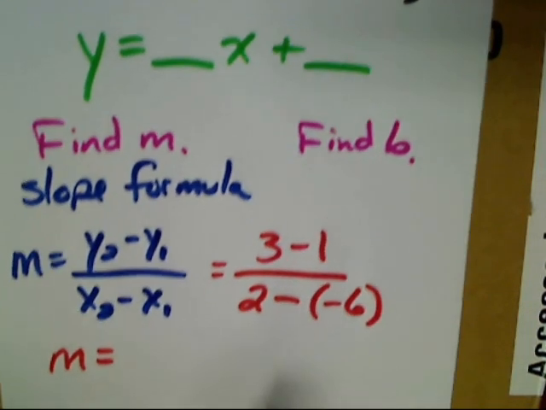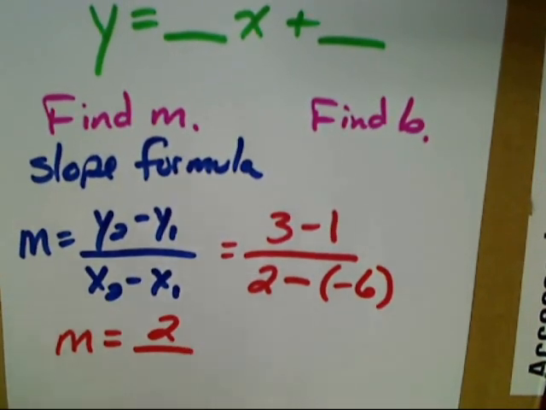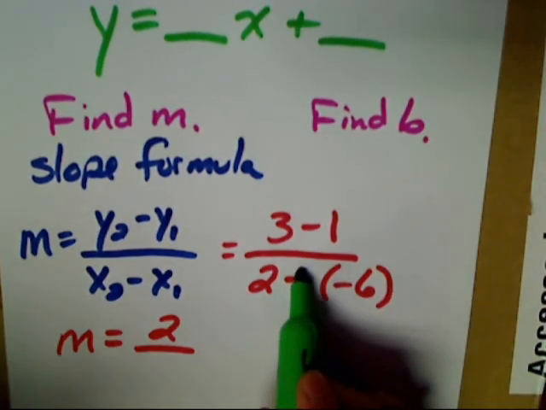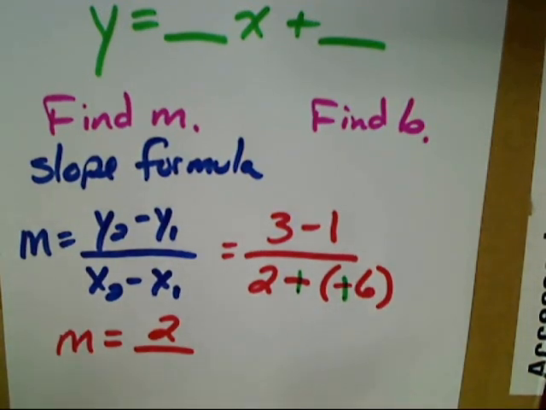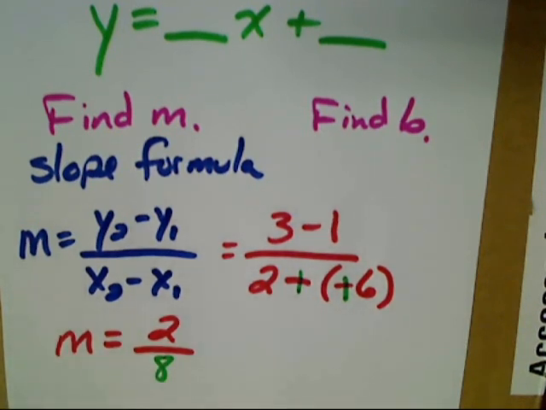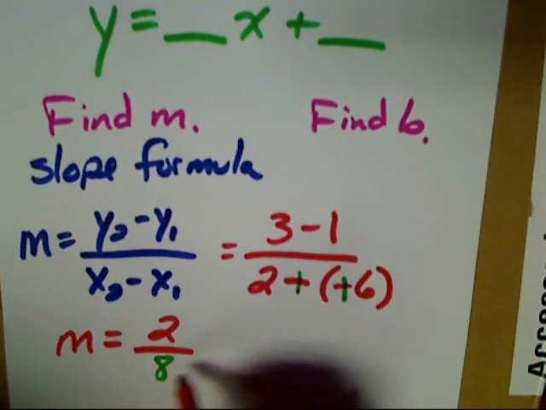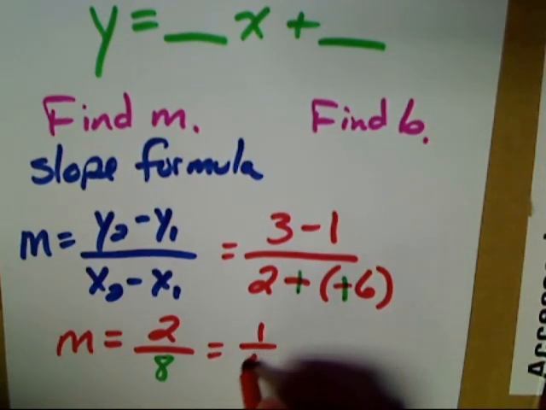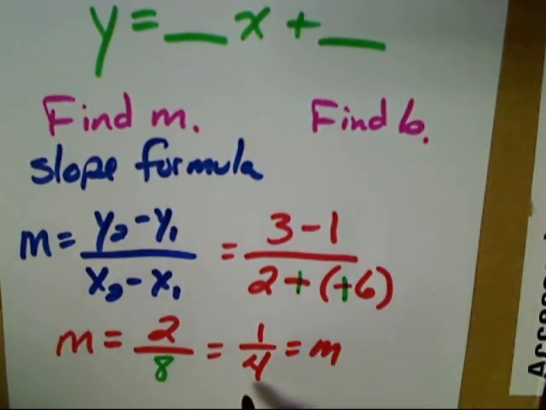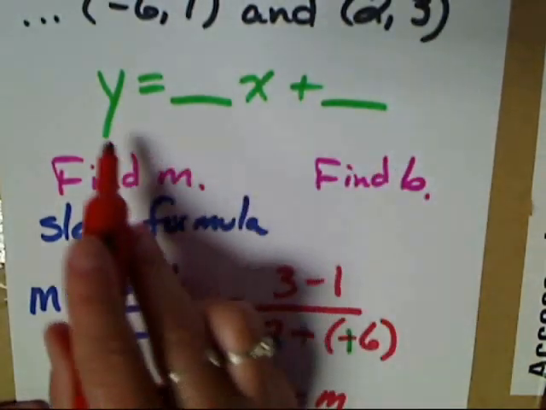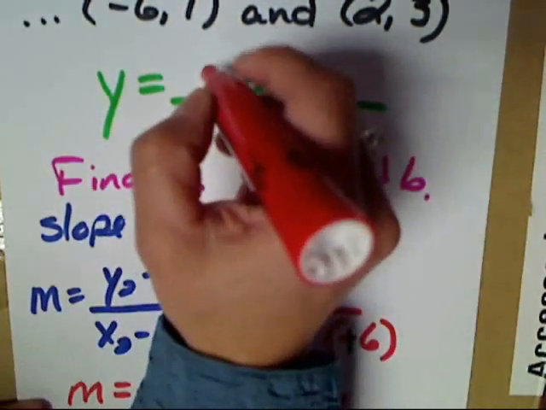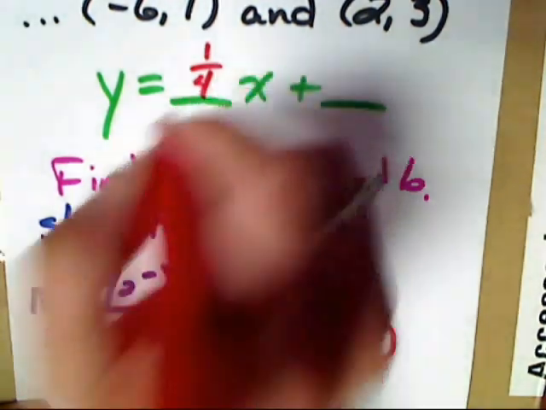3 minus 1 gives me 2. On the bottom I have 2, and I'm subtracting a negative, 2 negatives in a row. You change both of them to positive, so it's 2 plus 6, which is 8. And then you reduce your fraction. 2 goes into 2 once, 2 goes into 8 4 times. So my slope is 1/4. Once again, I go back up to my line. I know that this is what my answer is going to be. I replace my m, that's the number in front of x, with 1/4.